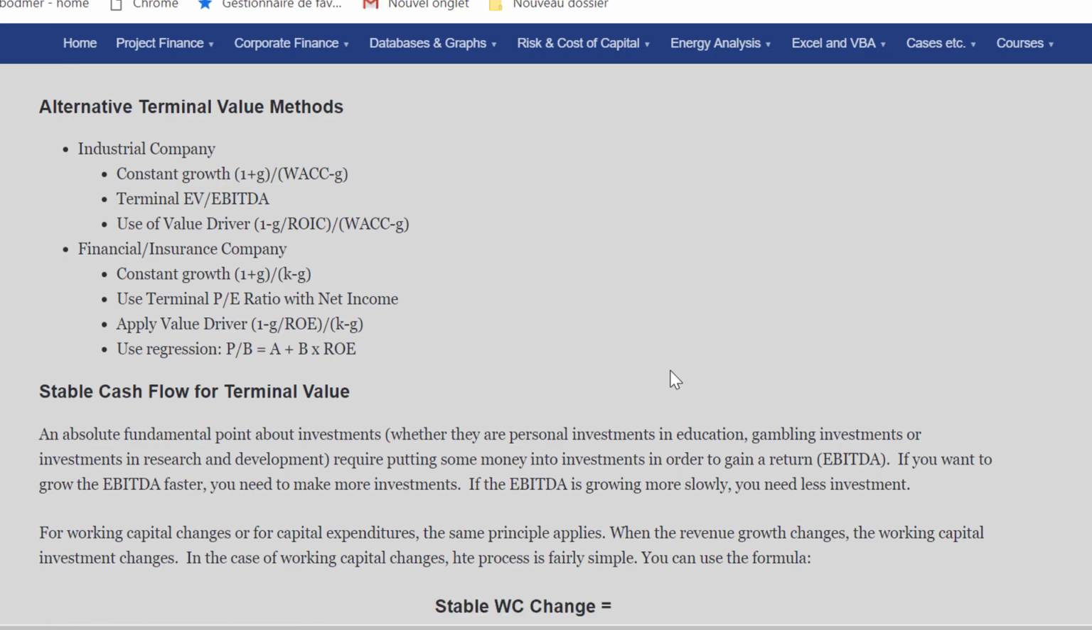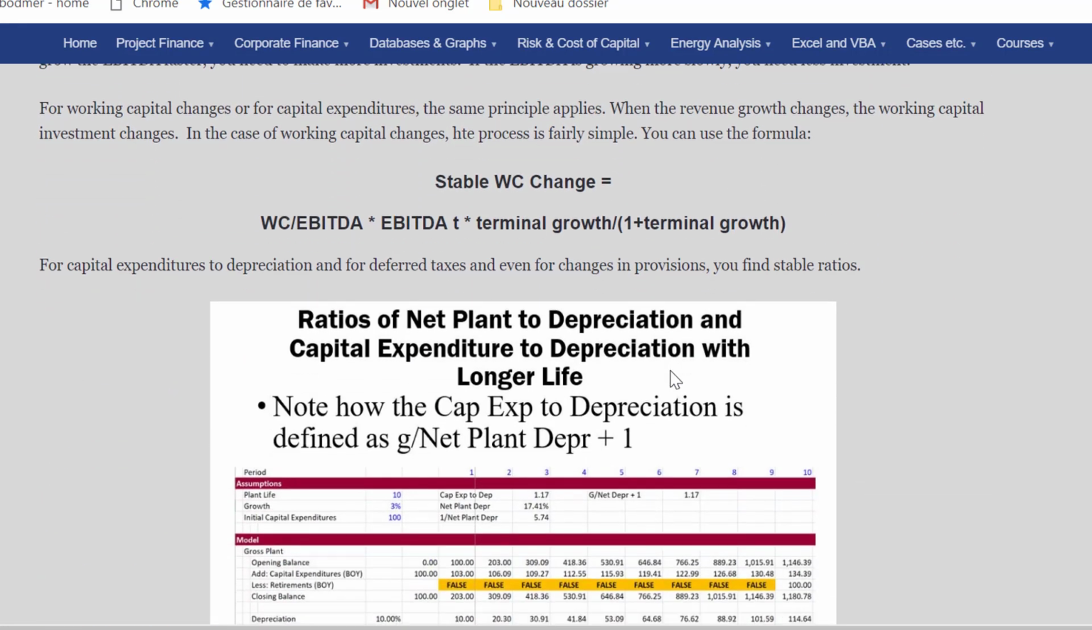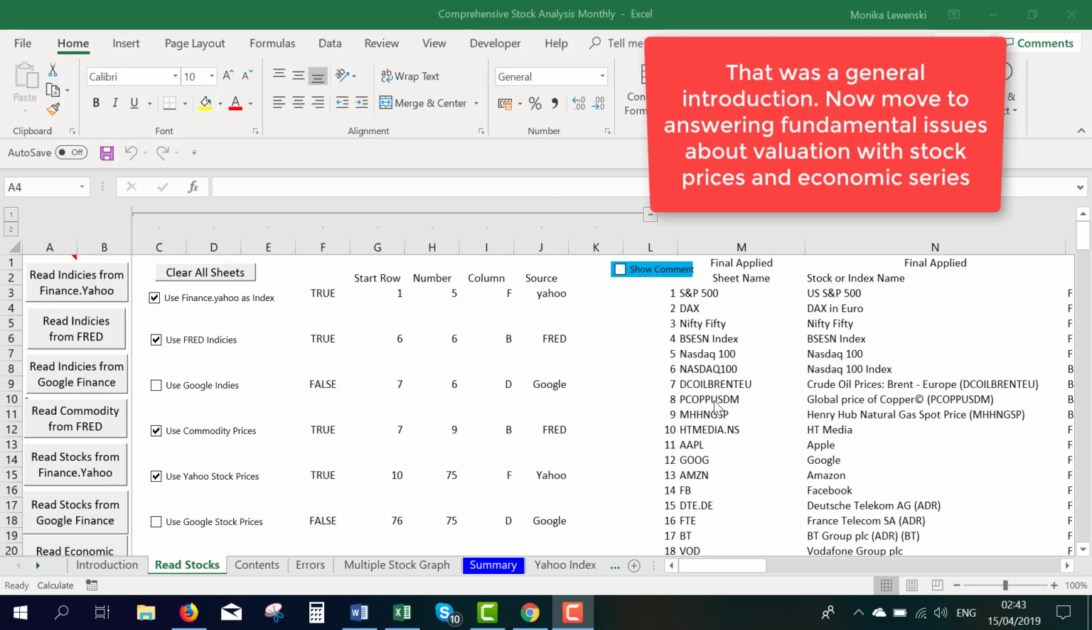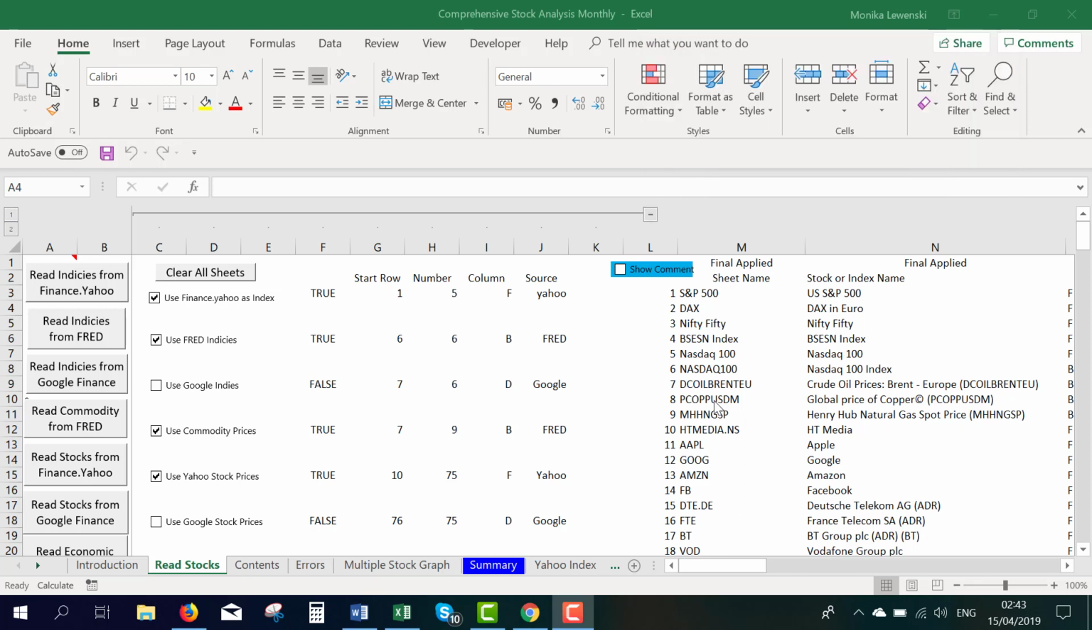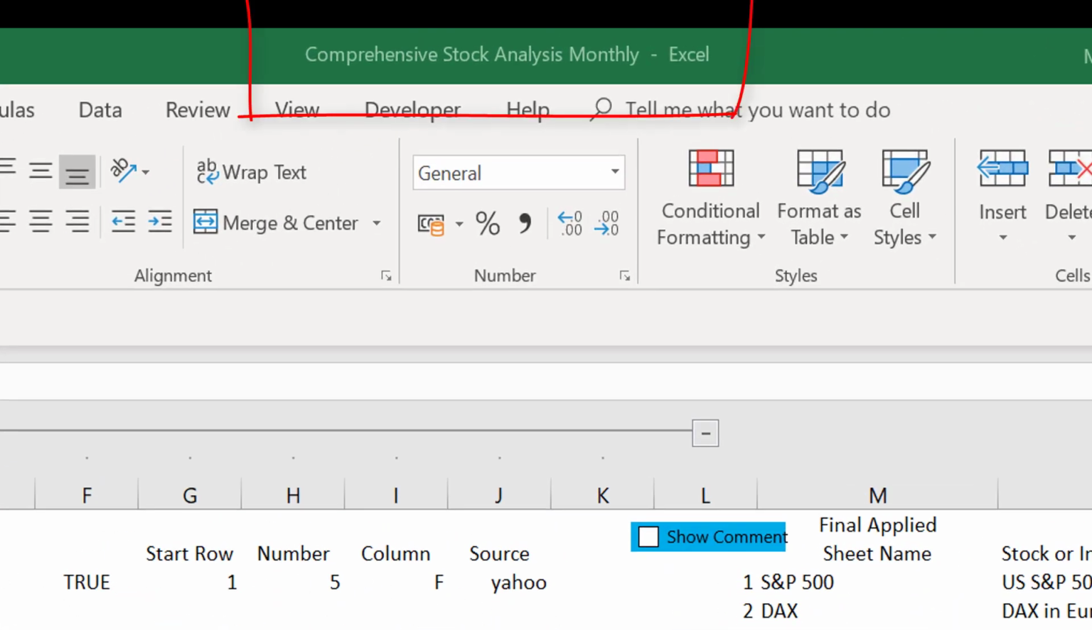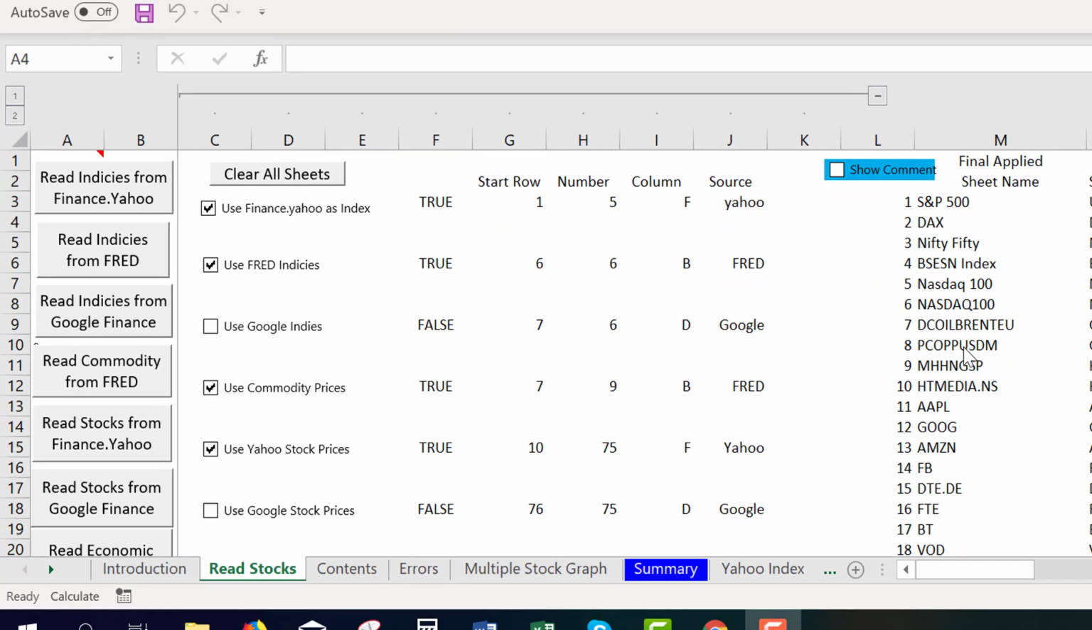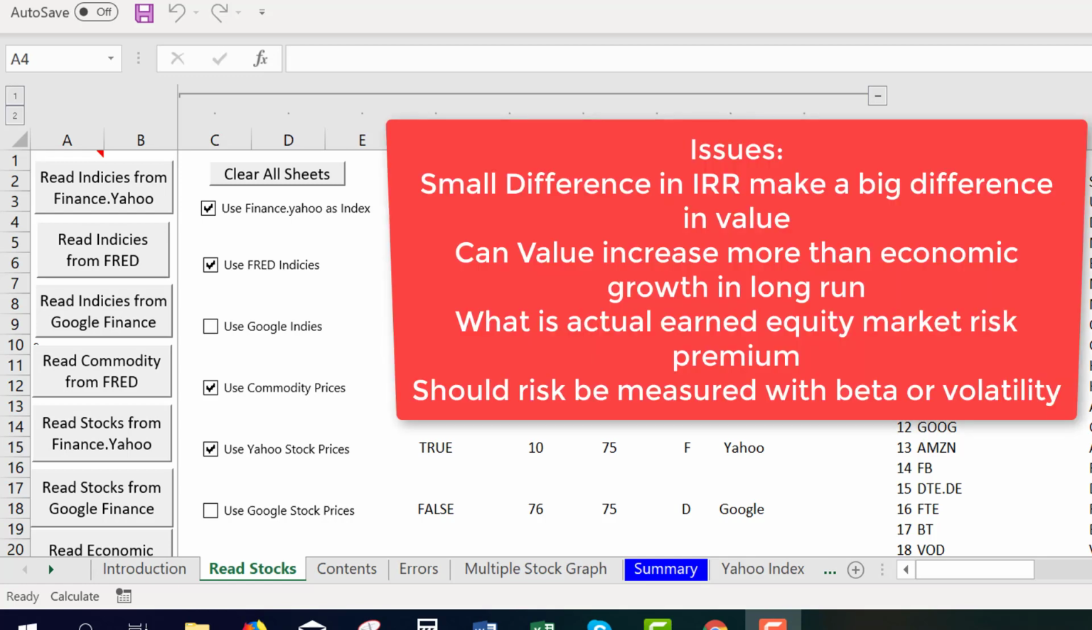And then different ways to stabilize them. Okay, now let's answer some fundamental questions about valuation and economics and finance, specifically about what this IRR really means, specifically about what kind of overall stock price increase can really be obtained, and what really is the difference between investing, what's the risk difference and the return difference between investing in bonds and stocks, and so forth.